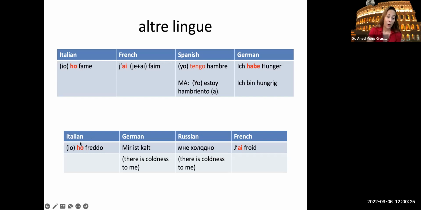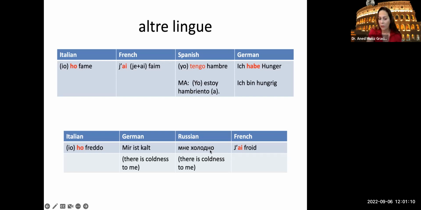And then another one, cold or coldness. Io ho freddo. If you say sono freddo, that means like I'm a cold-hearted person, right? Ho freddo, again, this is the temporary feeling of being cold. And then French has a very similar one, j'ai froid, I have coldness, right? And then German and Russian have a very similar meaning. Ich bin would mean the same thing, I'm a cold personality. Mir ist kalt, meaning there is coldness to me. It's not ich, but mir, if you see here. And then Russian, there's no verb here, but it's not ya, but мне холодно, right?